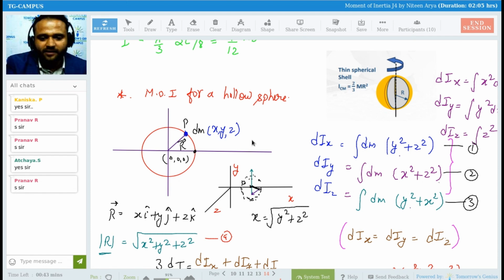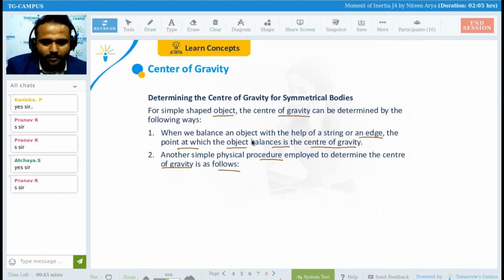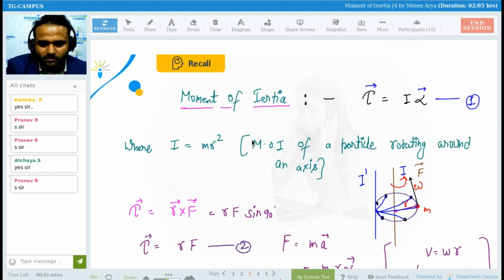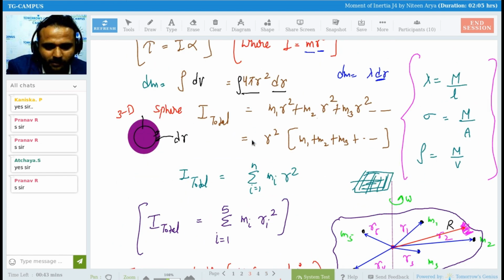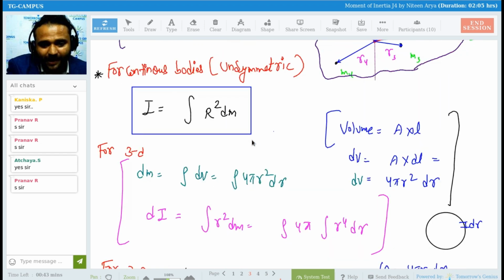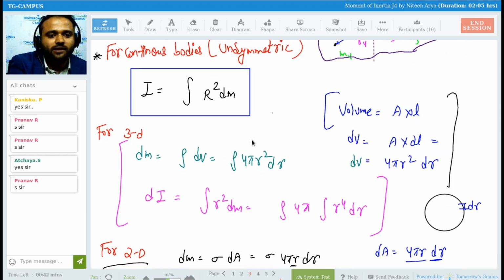You can say this is the method I tell you now in the beginning. So basically, the main idea behind this concept, and this is an important concept, is dm = rho dv, rho 4 pi r square dr. So for the 3D thing, dv is 4 pi r square dr, and multiplied by rho, that is dm basically, and di is going to be, for the solid thing, you can see this.